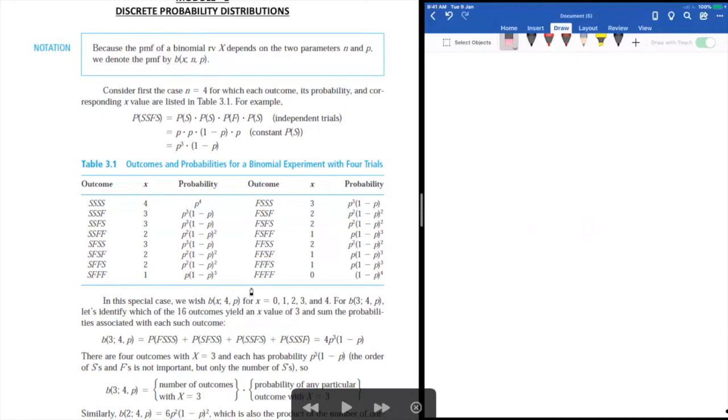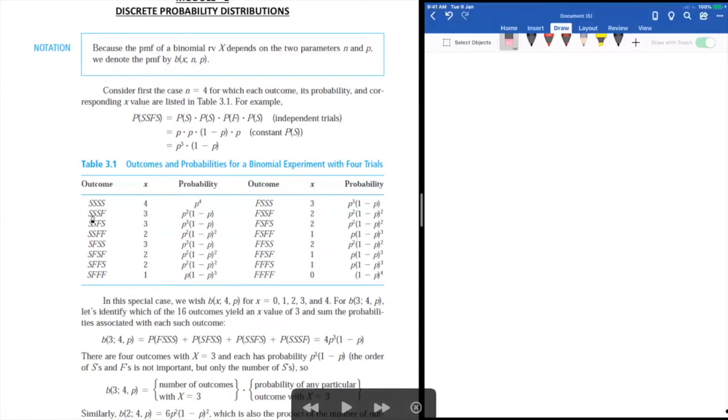So the total number of outcomes is 16. With 16 outcomes, X is equal to 4. The random variable capital X is equal to the number of successes. Now, the first case is 4 successes.